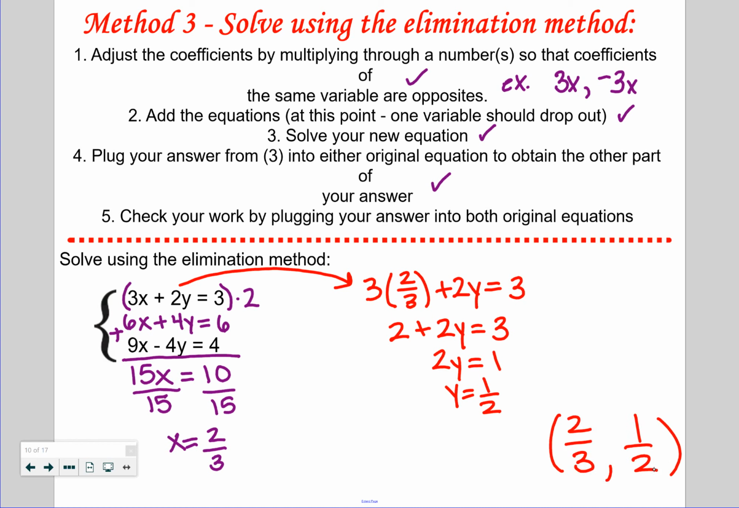And again, the fifth and optional step here is if you want to check it, it's the same way we check every other method. Plug those answers in for x and y in the original equations, and if you get two true statements, that is your solution.